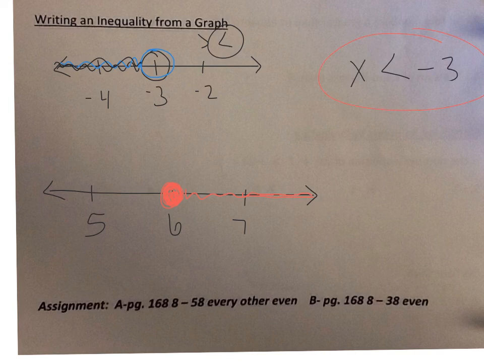The second one. So we're going to be comparing 6 and some variable. And the graph is filled in, so we need an equal to part. So we're going to have less than or equal to or greater than or equal to. Now it's shaded to the right, which is greater than. So we're going to use the greater than symbol. So y is greater than or equal to 6.